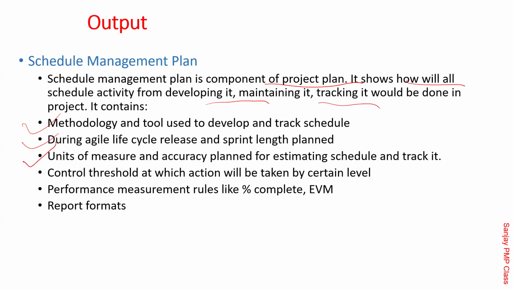Yes. Units of measure, accuracy, planned control threshold. Control thresholds means, if it exceeds by so much, which is the next escalation level it should go to. Those are called control thresholds. Skipping the timeline by 1 day, no need to report to the boss. But if it is more than 3 days, you need to report to the boss. Now, does it mean that the project manager also every 3 days will go ahead and report to the sponsor? No. For the project manager, the threshold could be at a week level.